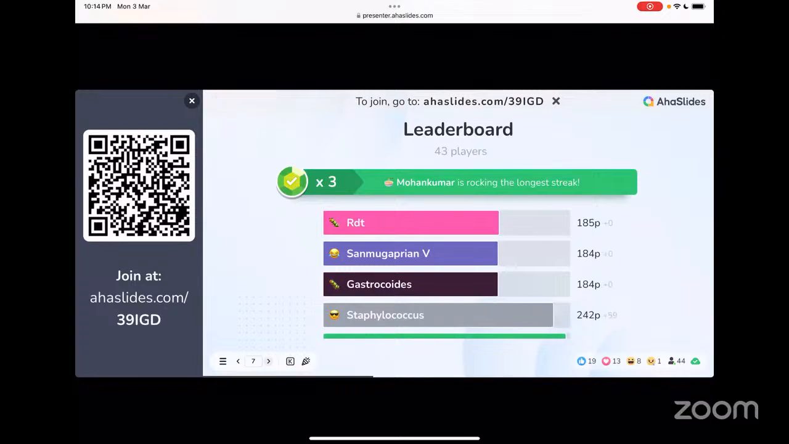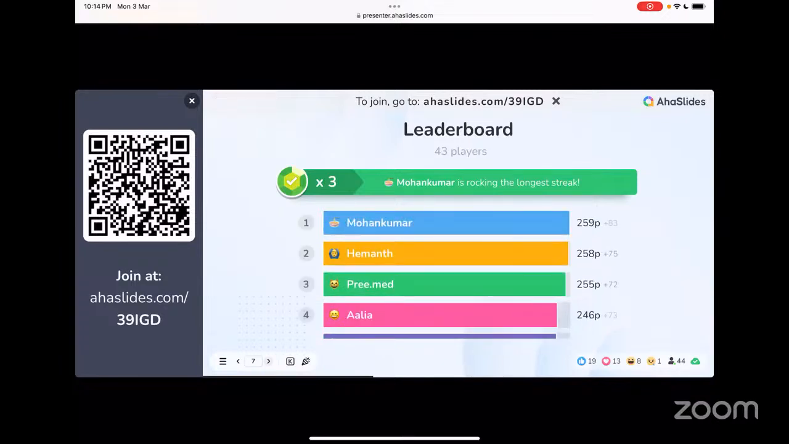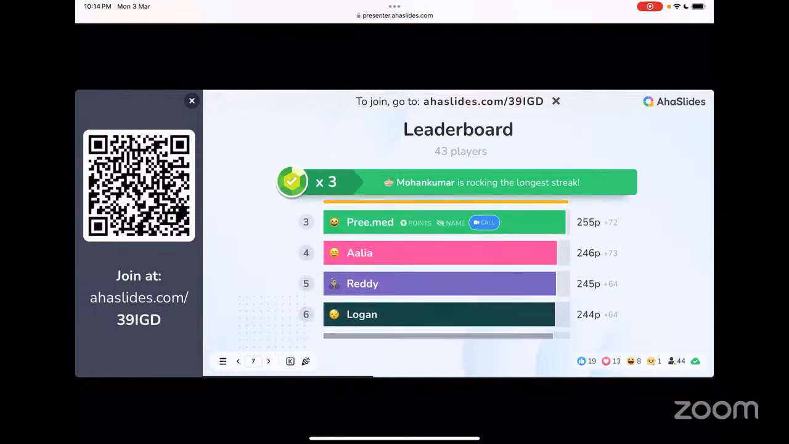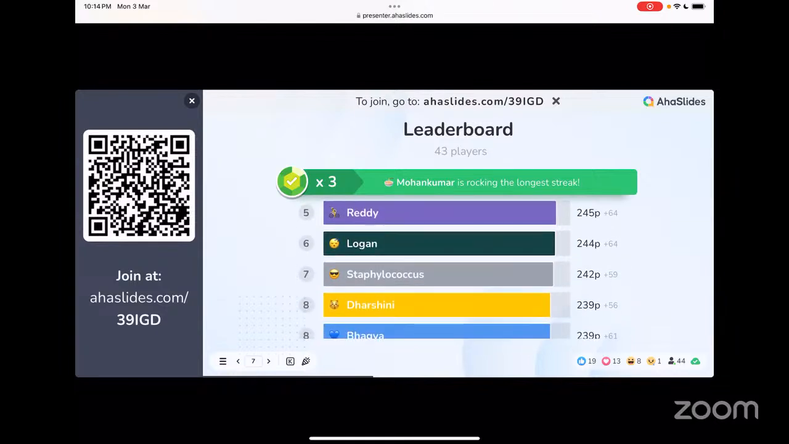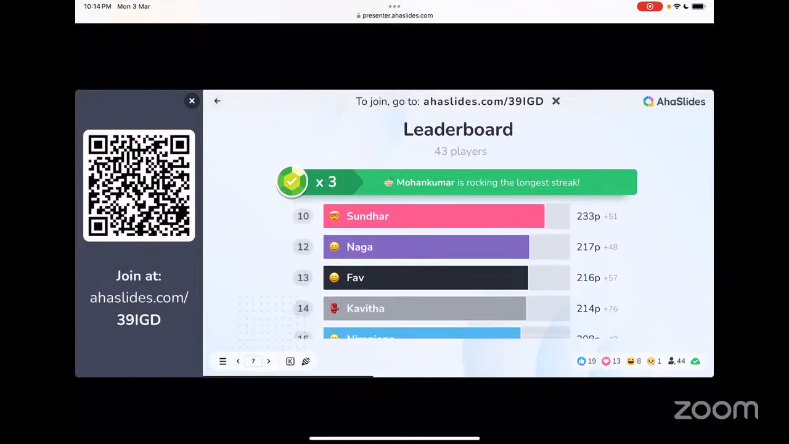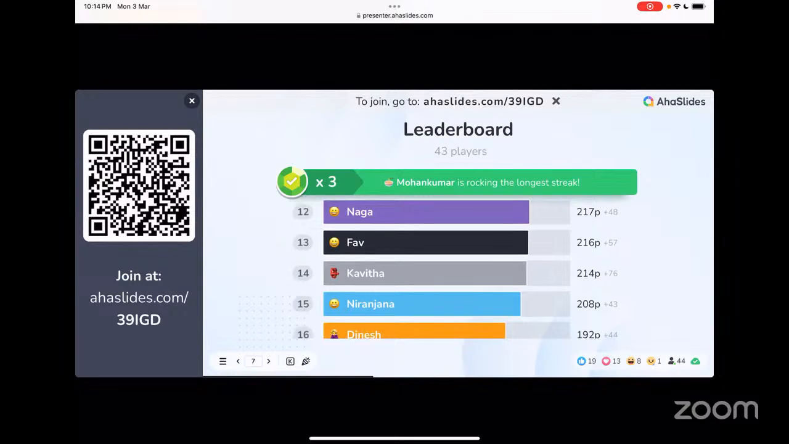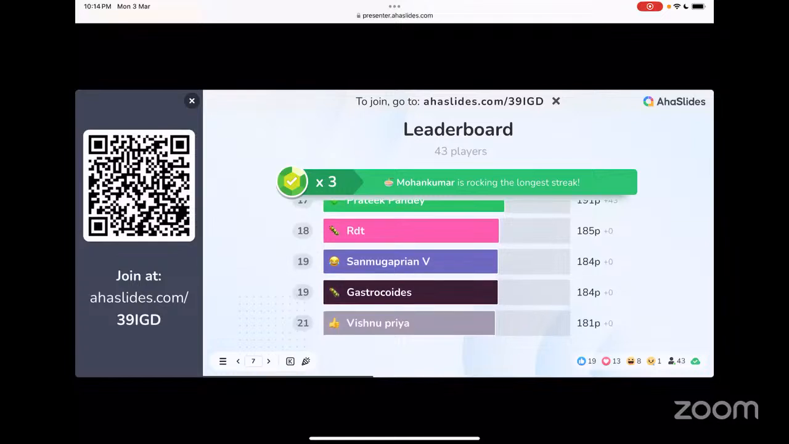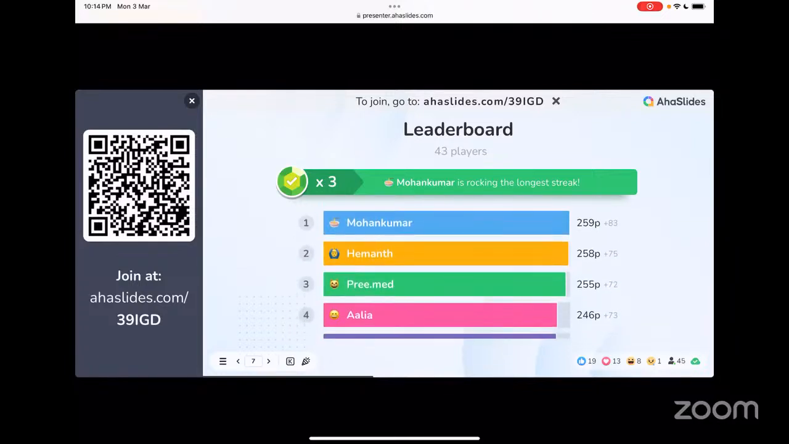Moving on to the leaderboard. What do we have here? Right, so now the tables are getting a little set. We have Mohan Kumar, then Heyman, then Pre-Med, then Alia, Reddy, Logan, Staphylococcus, Darshini, Bhagya, Krishna, Sundar, Naga, Fave, Kavita, Niranjana, Dinesh, Pratik Pandey, Aditi, Sangam Priya, Gastrocitis, Vishnu Priya, and O. All right, guys, you are coming into the pace, so let's keep up the pace.